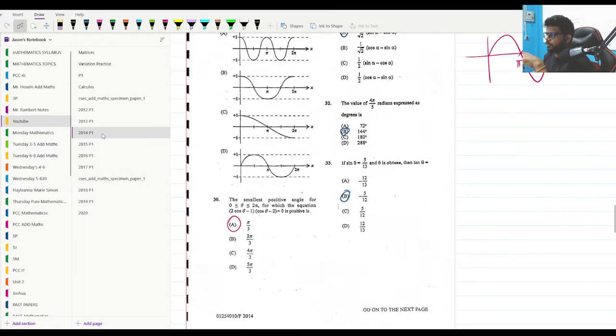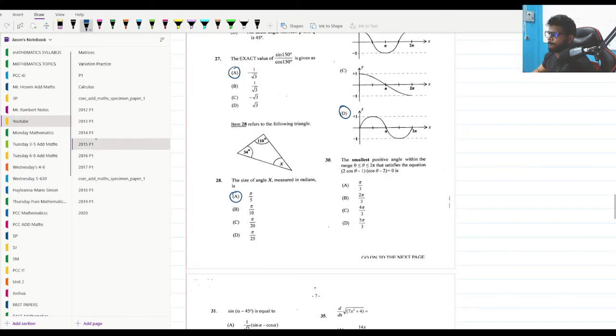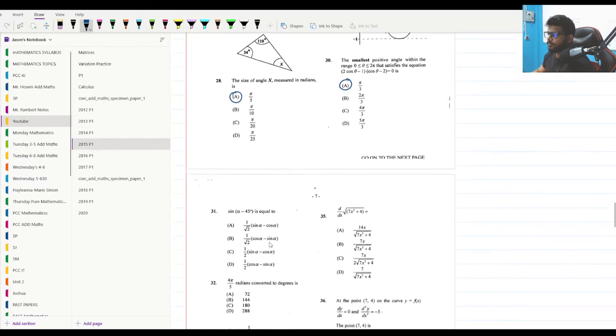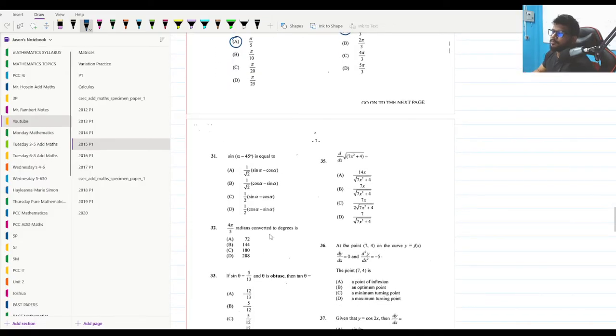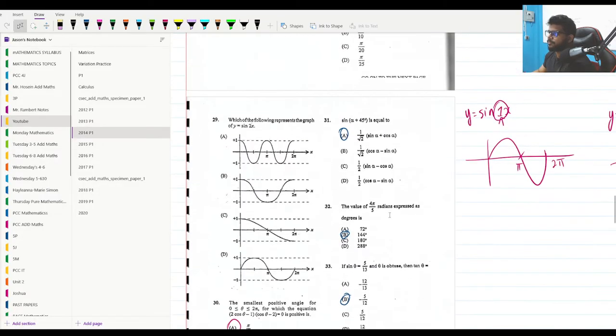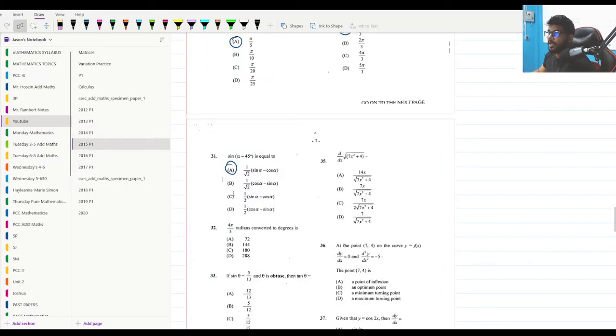The smallest possible value. Yeah, pi on 3 was the answer. Look, this repeated again. 1 on root 2 sine theta minus cos theta. Just now, it's alpha plus 45. This one is alpha minus 45, right? So it'll be sine alpha minus cos alpha. It's the same approach, exact same approach. Use your compound angle formula.